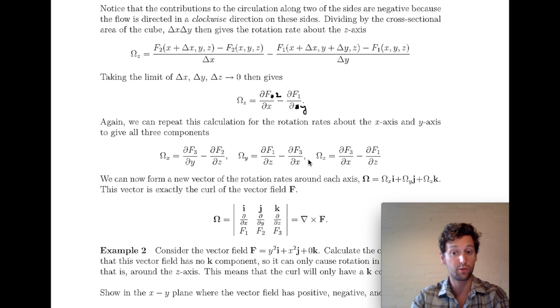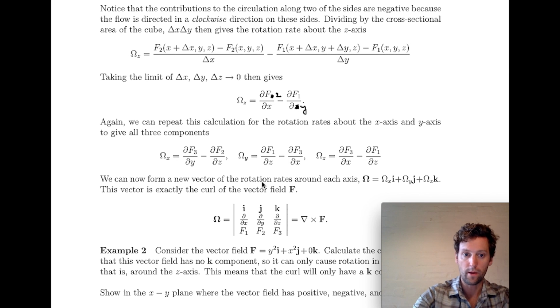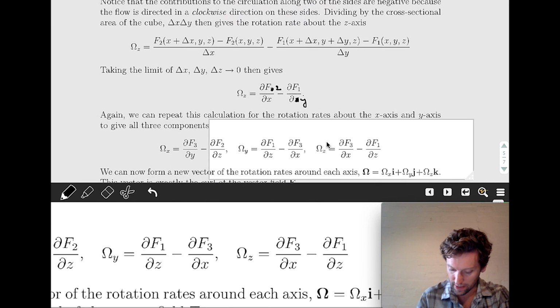We can also ask what's the rotation rate around the x and y-axes. We'll move through exactly the same process as we just did and form, again, combinations of partial derivatives, and then we get the rotation rate about the x-axis, the y-axis and the z-axis. Again, let me just quickly correct in my notes. This should be correct in yours. This is F2.